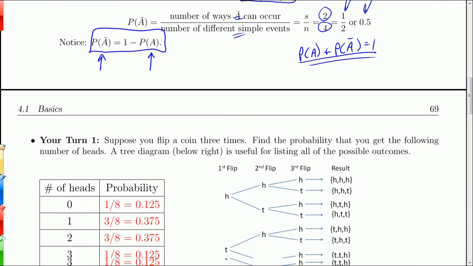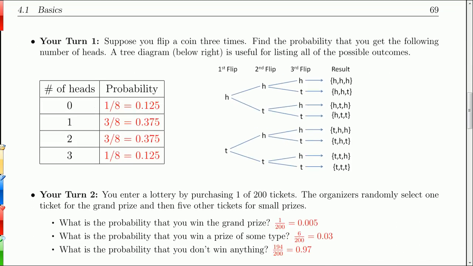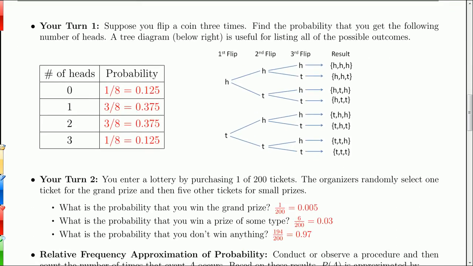Okay, so here we're going to do a your turn. In this case, you flip a coin 3 times. I want you to find the probability that you get the following number of heads given here. What's the probability of getting 0 heads? What's the probability of getting 1 head, 2, 3? And so to do this, we create something that is sort of helpful for our purposes in these matters. I'm going to create what's known as a tree diagram.